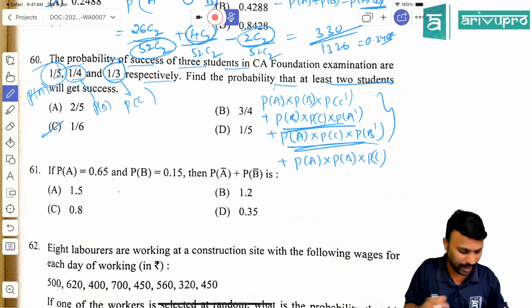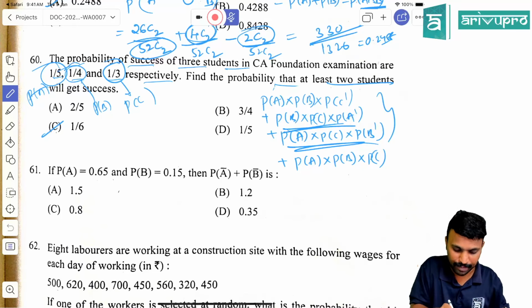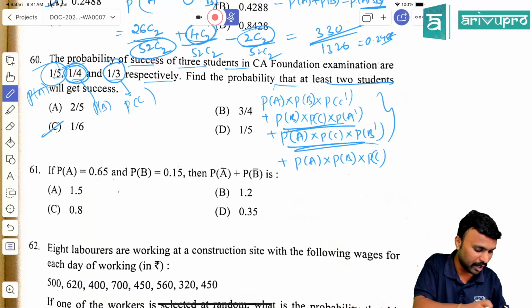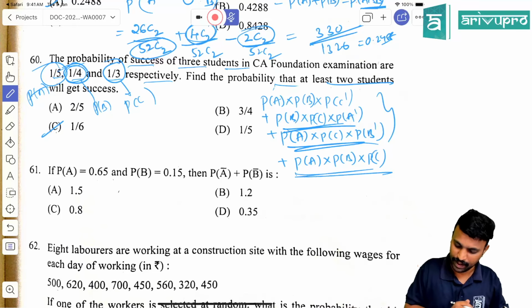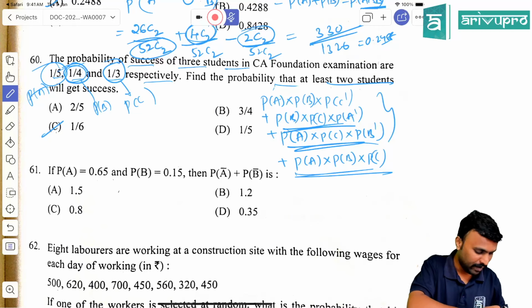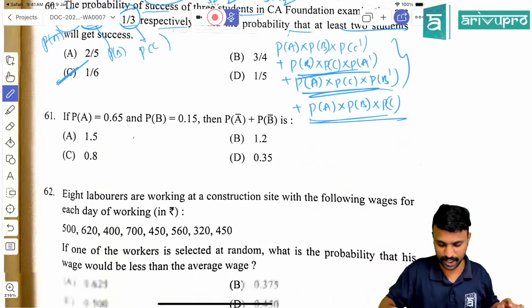P of A into P of C. P of A is 1 divided by 5. P of C is 1 divided by 3 into P of B dash. B is 1 by 4. B dash is 3 divided by 4, plus. Next, finally this 1 divided by 5 into 1 divided by 4 into 1 divided by 3. So 0.1666, that means option C is the right answer.